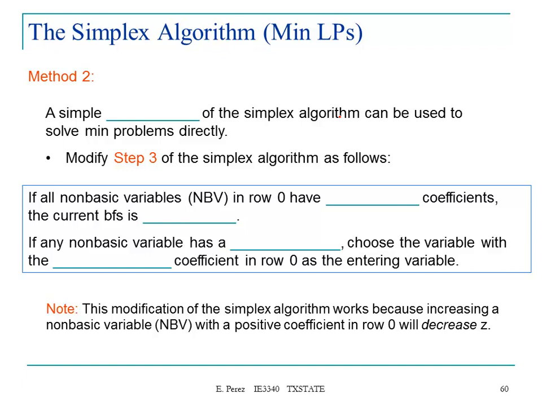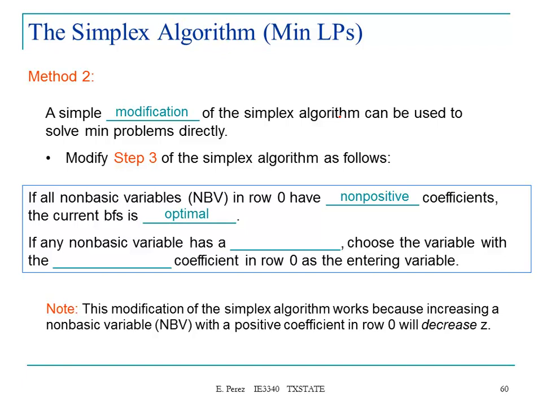The second method is, I think, more simple. A simple modification of the Simplex algorithm can be used to solve the minimization problem. So you can modify step 3 of the algorithm as follows. If all nonbasic variables in row 0 have a non-positive coefficient, the current basic feasible solution is optimal.